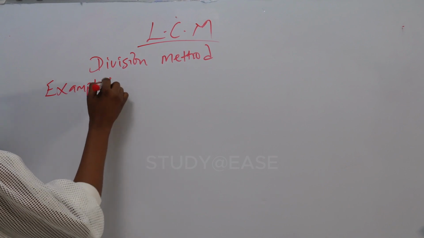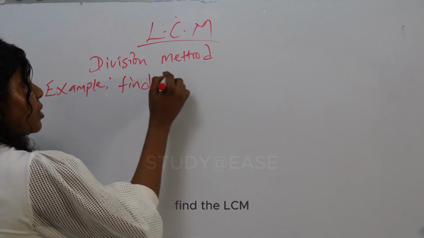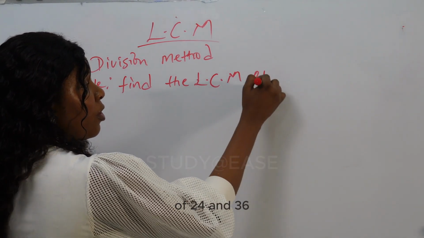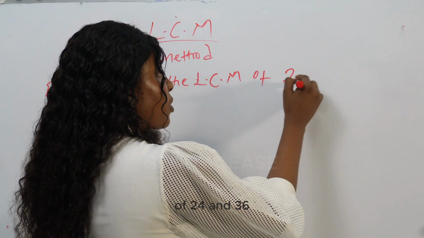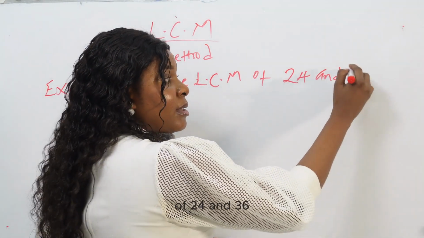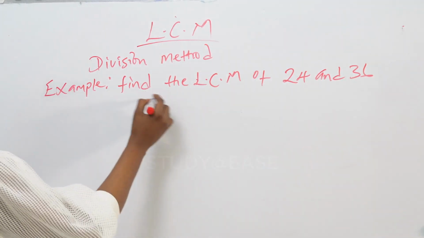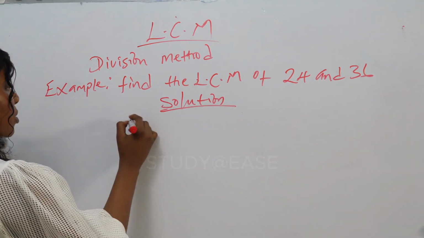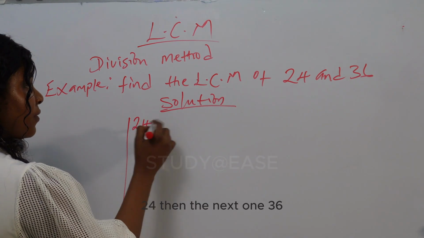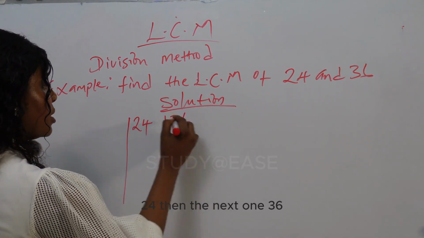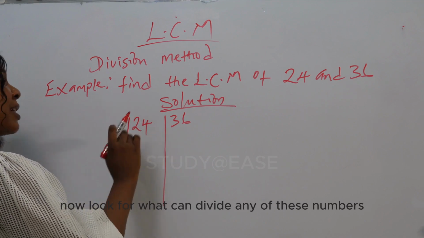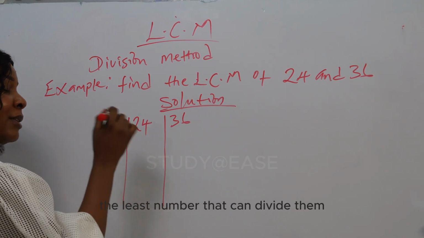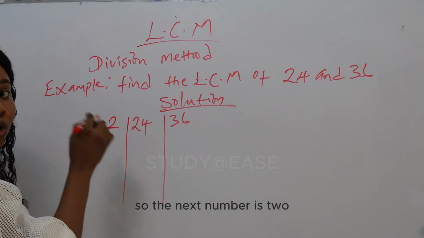Example. Find the LCM of 24 and 36. Solution. Then the next one, 36. Now look for what can divide any of these numbers without a remainder. The least number that can divide them. So the next number is 2.